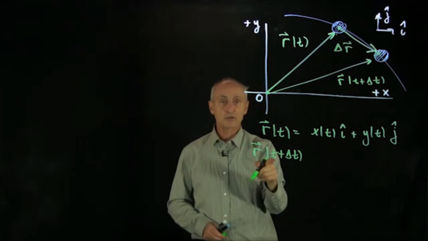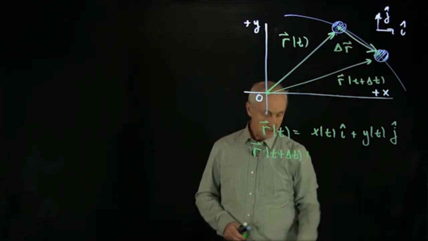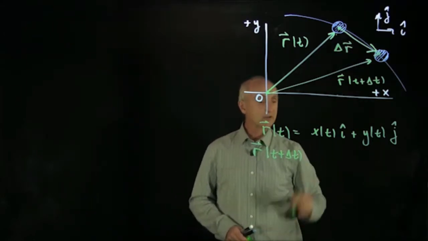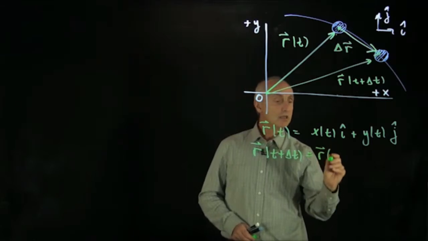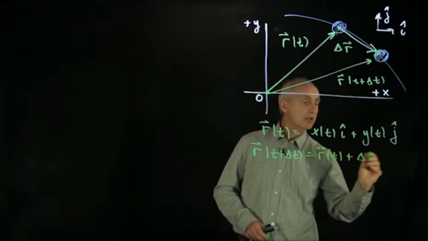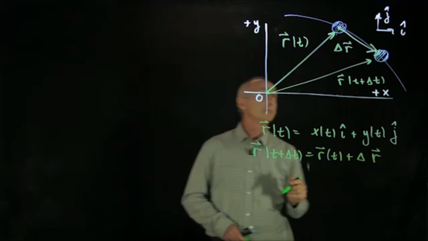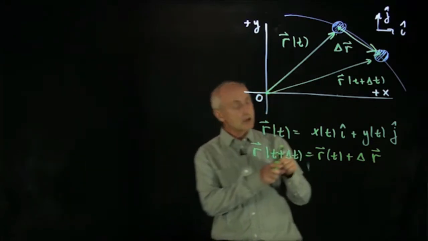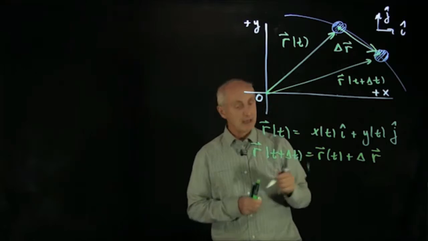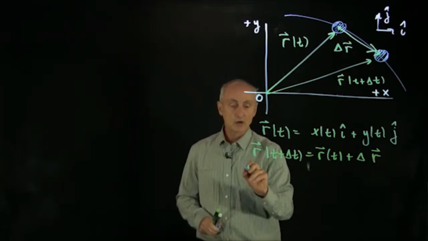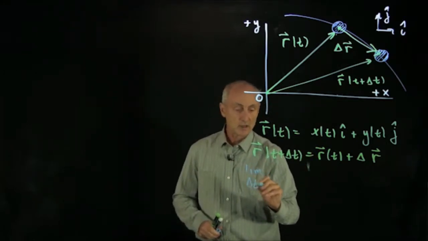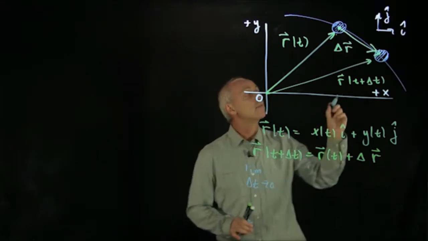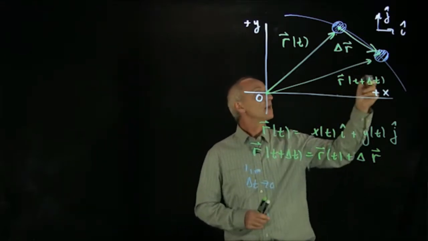And recall that a vector at time t plus delta t is equal to the old vector r of t plus this displacement vector delta r. Now, what we want to consider is a limit as delta t goes to 0. And let's just look graphically at what that means.